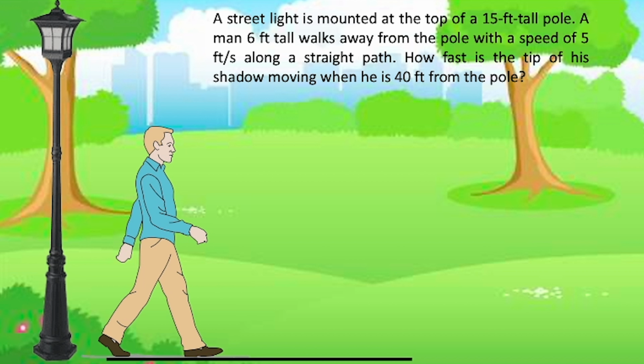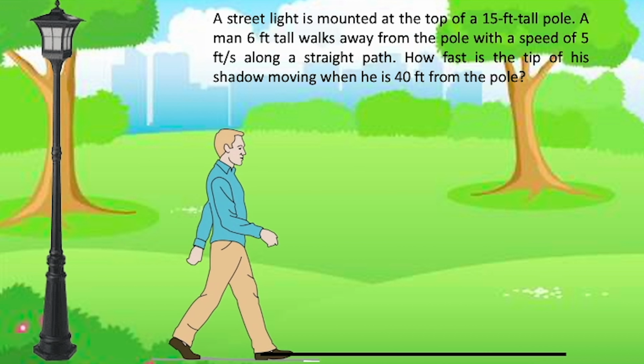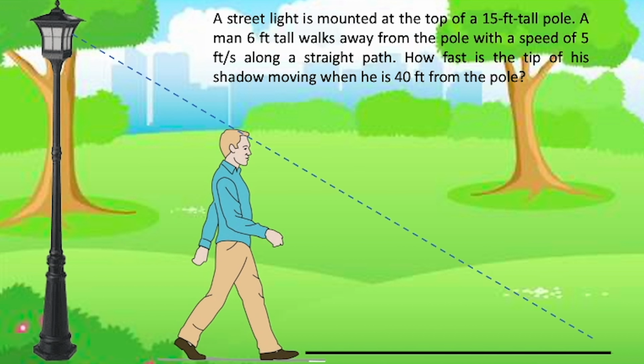Initially, the lamp, the man, and its shadow form a right triangle. As the man walks away from the lamp, the tip of the shadow also moves and forms another right triangle in the process. We now have two right triangles in the problem.